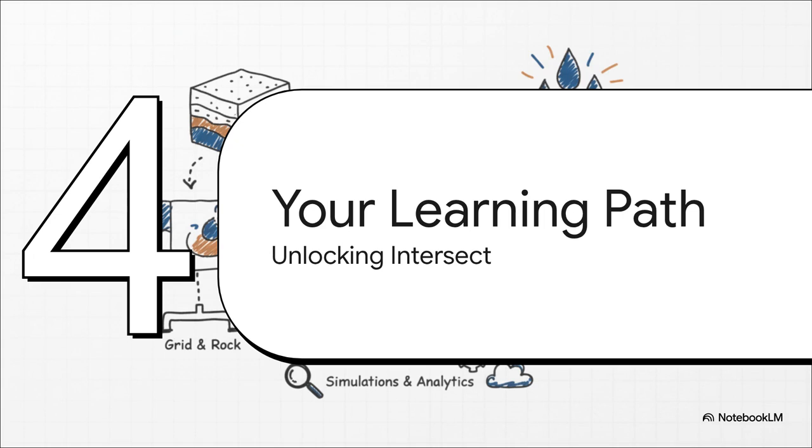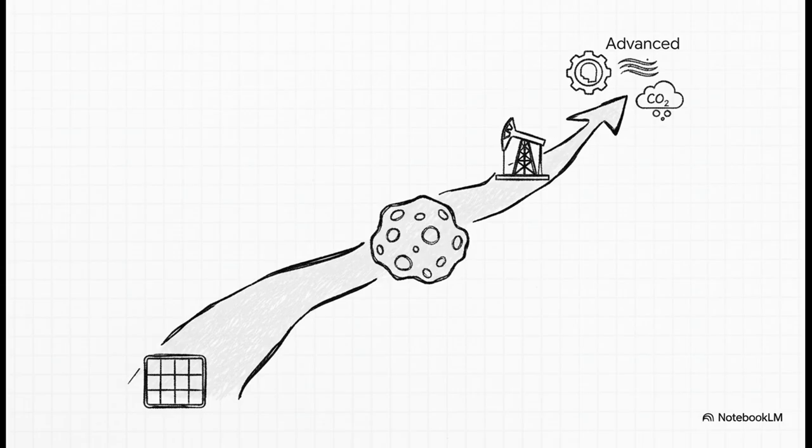So we've walked through all the core components. Let's pull this all together now and map it directly to what your learning path for mastering this software is actually going to look like. Your training path is going to follow this exact structure. You'll kick things off with the grid MGR, then you'll move to the rock MGR and fluid MGR, and then you'll master wells and field management.